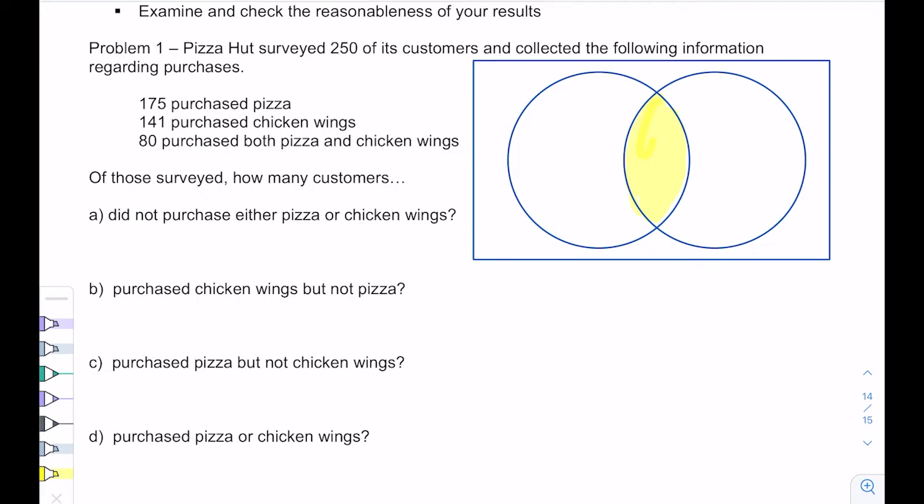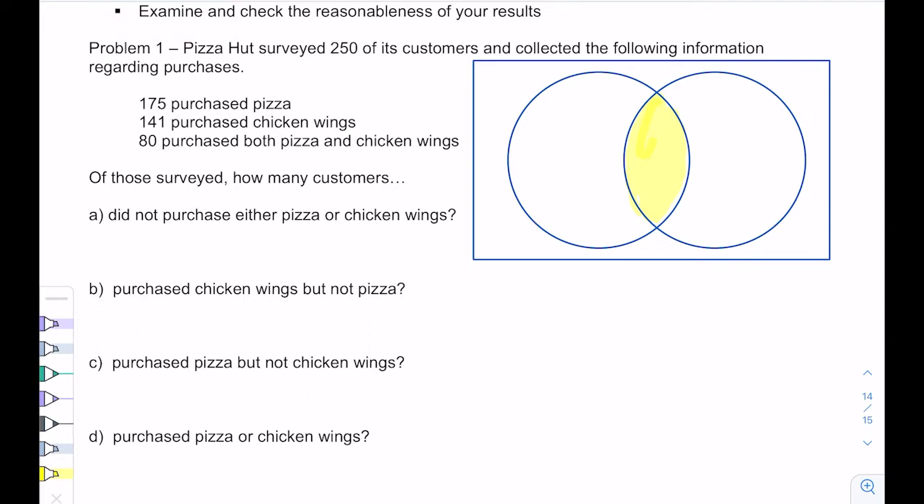So after reading the problem, it says Pizza Hut surveyed 250 of its customers and collected the following information regarding purchases. 175 purchased pizza, 141 purchased chicken wings, 80 purchased both pizza and chicken wings. Of those surveyed, how many customers A. did not purchase either pizza or chicken wings, B. purchased chicken wings but not pizza, C. purchased pizza but not chicken wings, and D. purchased pizza or chicken wings?